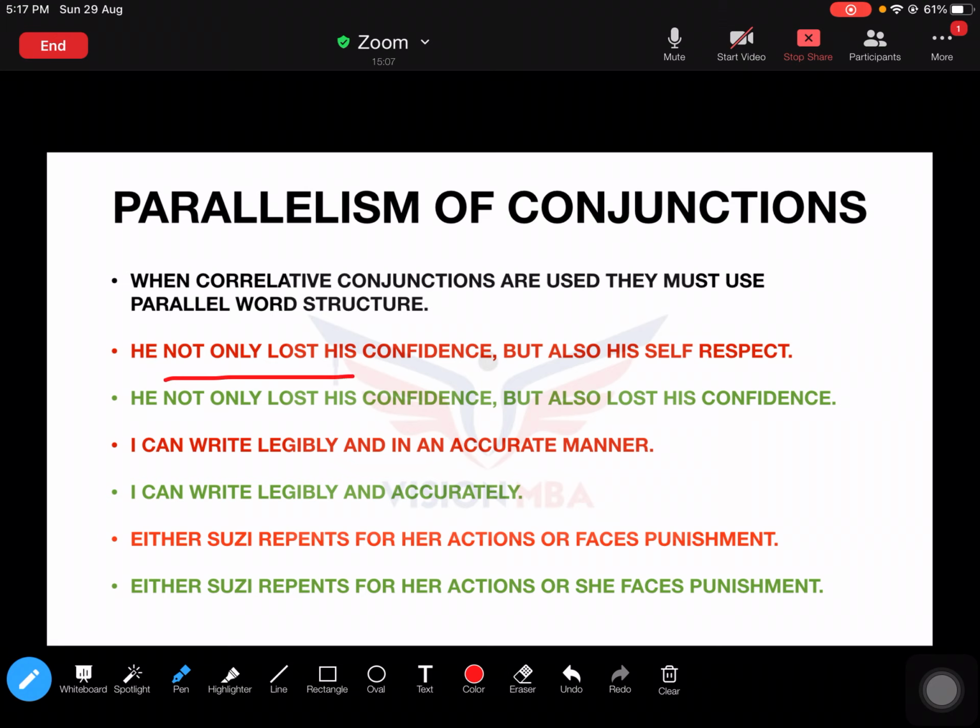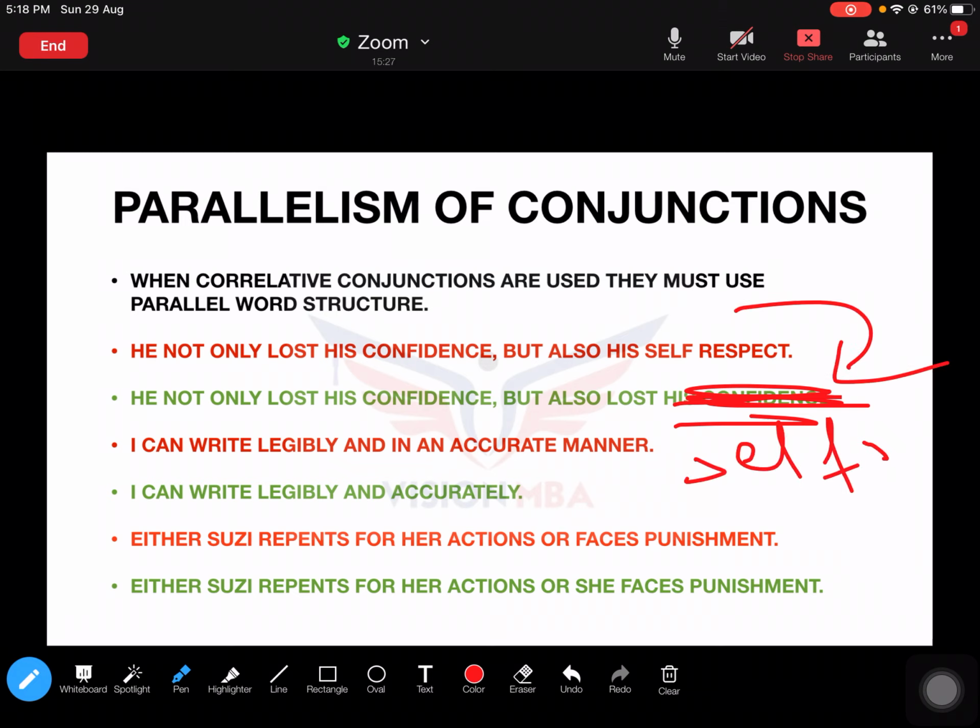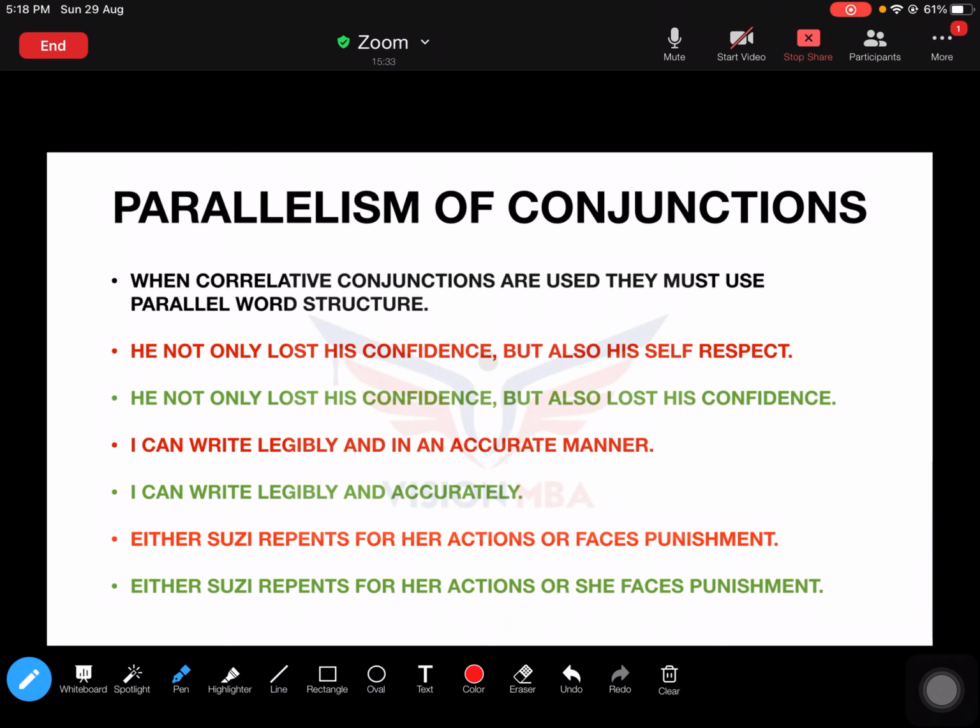He not only lost his confidence but also his self-respect. He not only lost his confidence but also lost his... I'm sorry, it should be self-respect. My bad, it's a typing error. It should be self-respect. He not only lost his confidence, but also lost his self-respect.